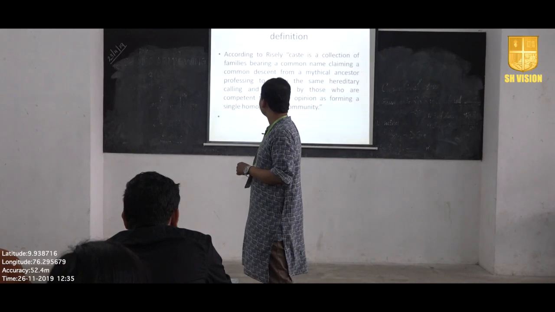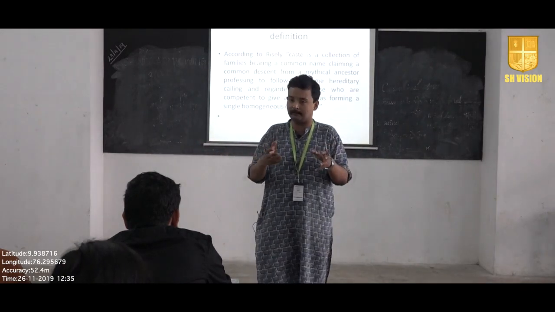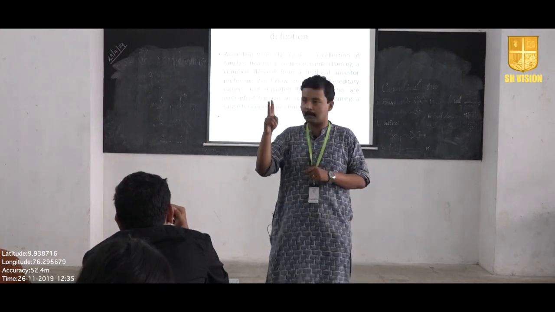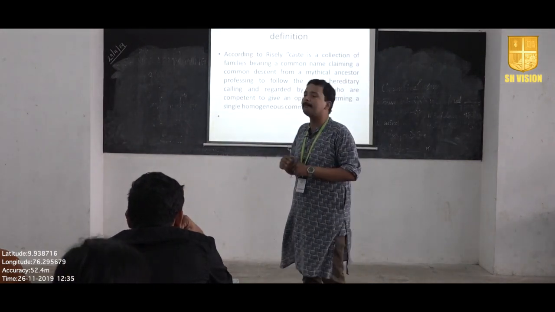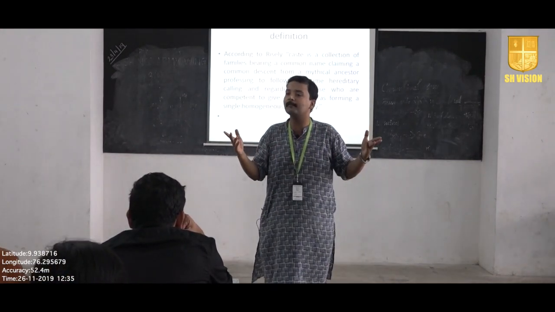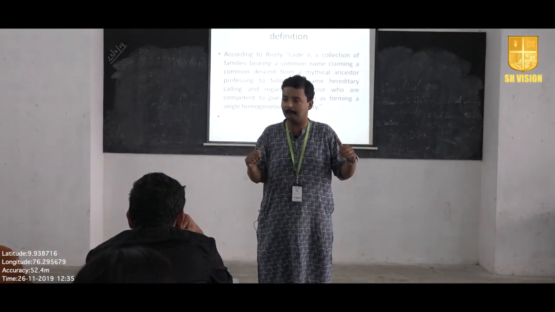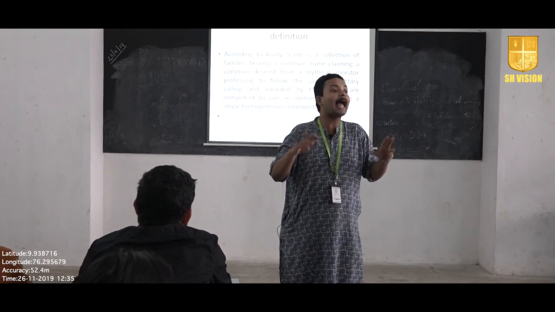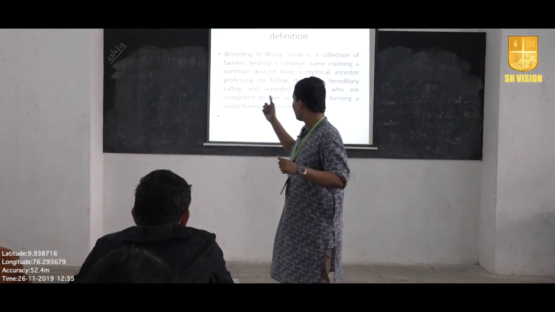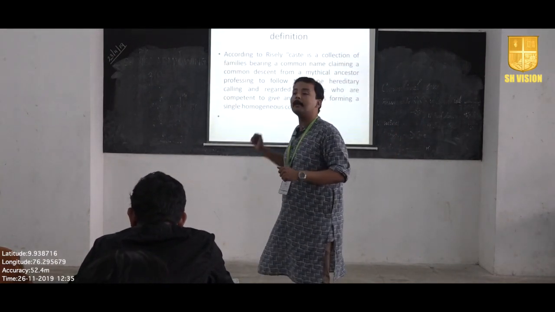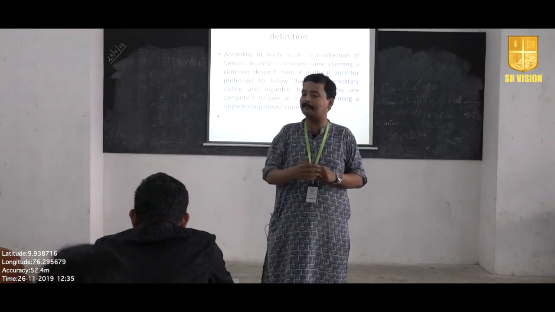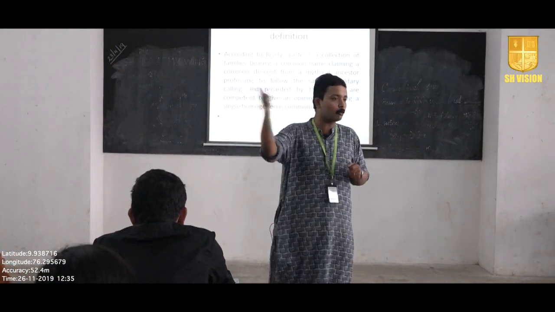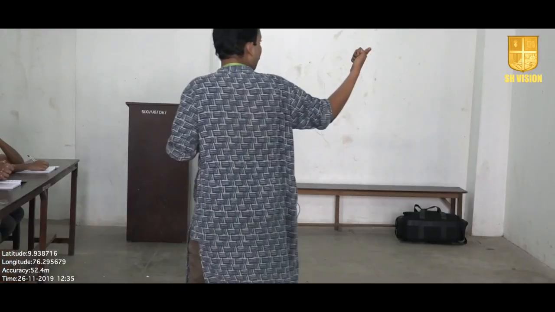That's the first thing. That is a collection of families. Many families are brought together into a single caste group. Second one, there is a common name. We have different caste groups in Kerala society. The Nair community, the Nambudiri community, and many other subgroups of the same. Then again, claiming a common descent from a mythical ancestor. We know Parashurama or many other mythical ancestors from whom they claim a common descent.